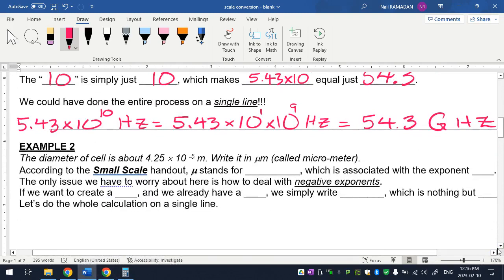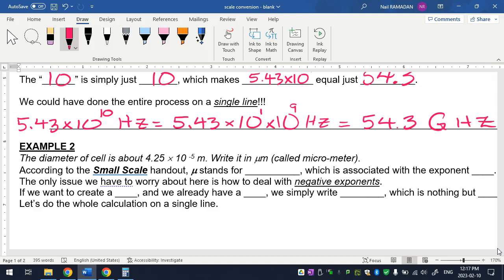The diameter of a cell, roughly, is 4.25 times 10 to the what? -5. Write it in. Who remembers? Yeah, exactly. The Greek character is called what? Mu. Like, did we use mu before in grade 11? In what? Coefficient of static and kinetic friction. Yes, mu is always the coefficient of any friction.